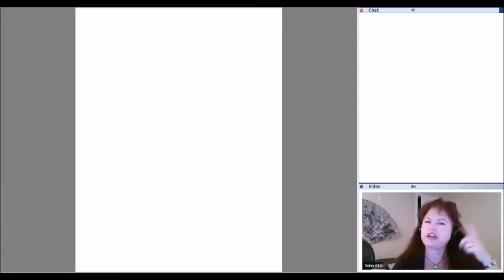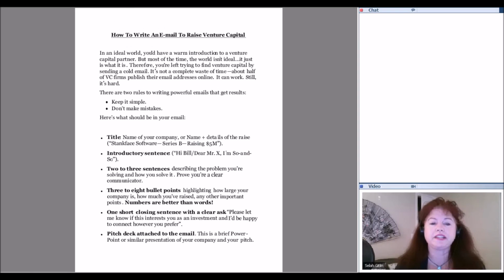So I want you to think about that as I'm talking, because you're going to be writing an actual email to try to raise money. Again, you don't have to send it out. This is an exercise, but it'll give you some practice, and practice is the most important thing. Okay, so let's go back to this slide, how to write an email to raise venture capital.